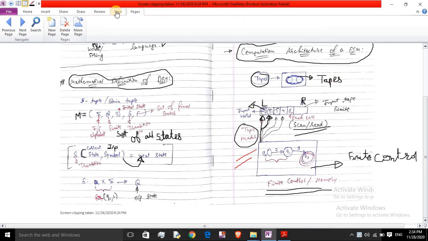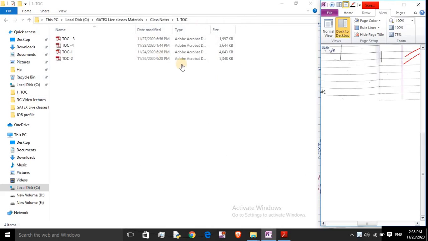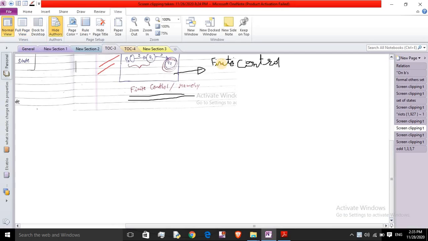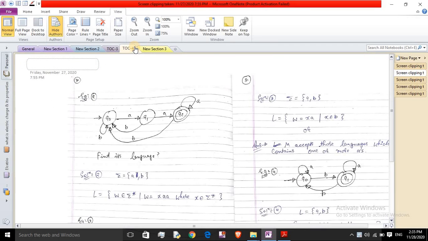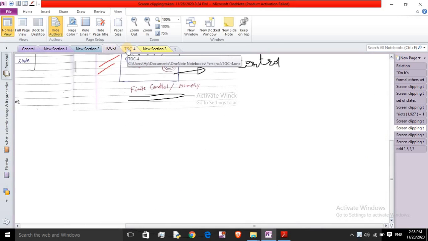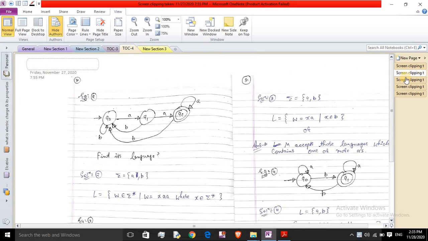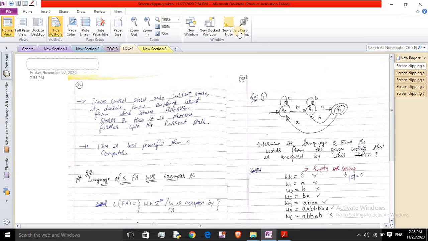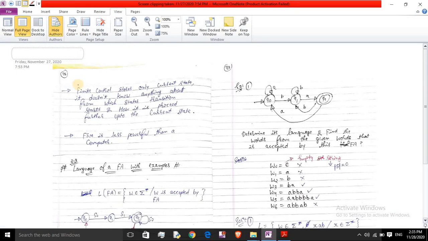What is it? Okay, just wait. Okay, just normal view. Till now we have studied here. Now look at the next part, the next concept. Okay, this is a full page view.